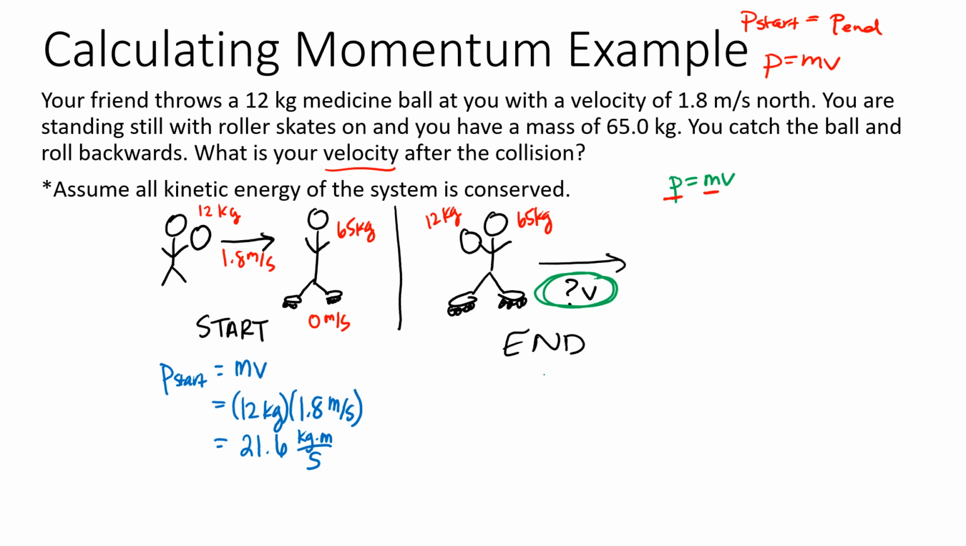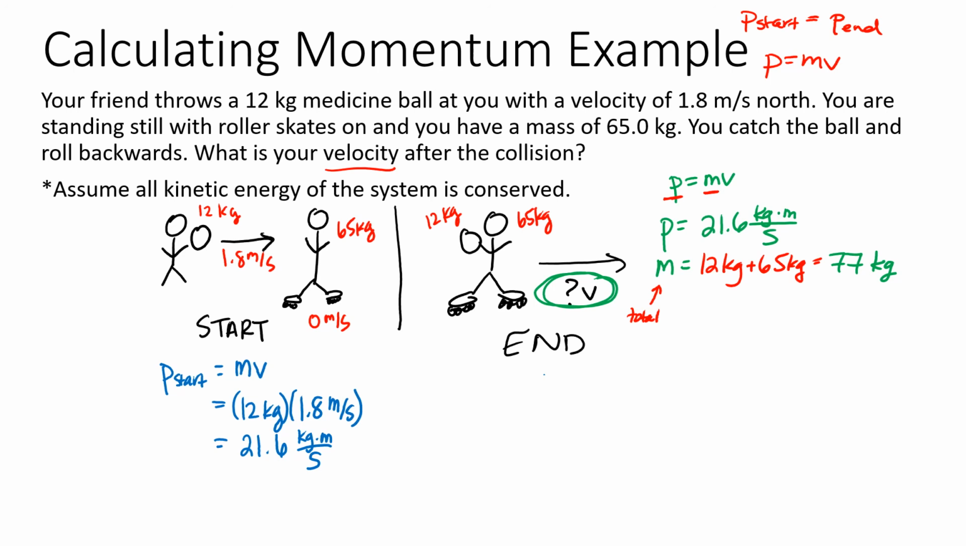Based off the law of conservation of momentum and the fact that everything is conserved, this is also going to be your ending momentum. So here your ending momentum is also 21.6 kilogram times meters per second. The other thing we need to know over here is mass. And you also have to remember it's going to be total mass. So total mass is a 12 kilogram medicine ball plus you, which is 65 kilograms. So 12 kilograms plus 65, what is that, 77? So you have a total mass of 77 kilograms. We need to make sure we put all of that mass into the equation.